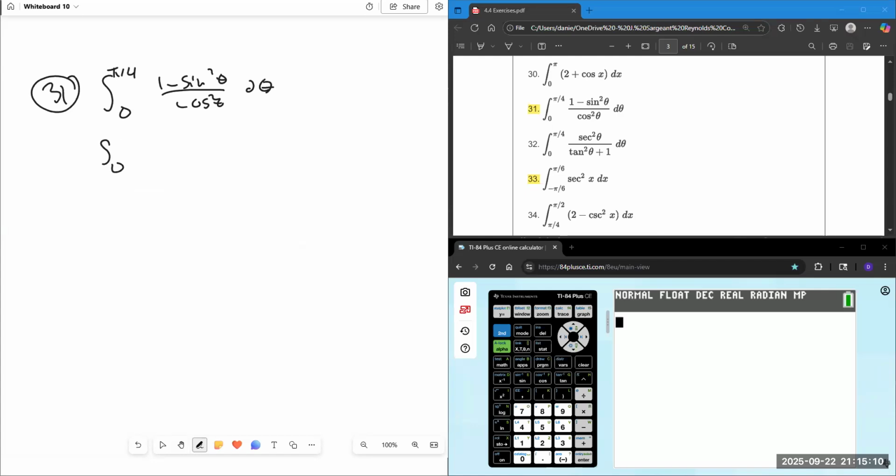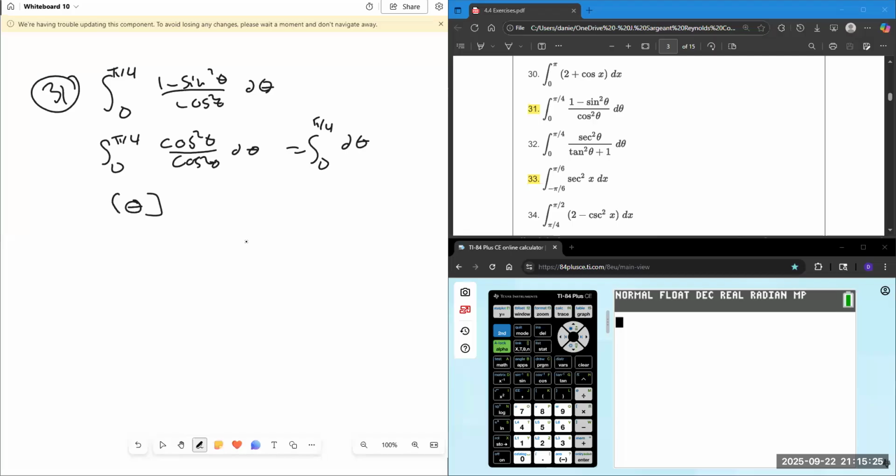Since 1 minus sine squared is cosine squared, cosine squared over cosine squared is 1 d theta. So this is theta being evaluated from 0 to pi over 4, which is pi over 4 minus 0, is pi over 4.